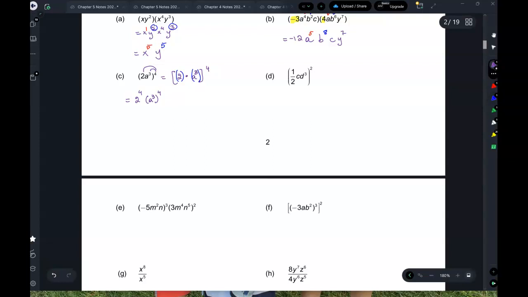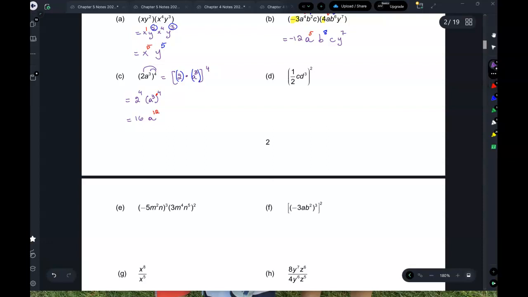Now, 2 to the power of 4, you're going to do this on your calculators, right? 2 to the power of 4, 16. Times a to the power of, so here, do I add or multiply the exponents? Multiply them. So it becomes 12.